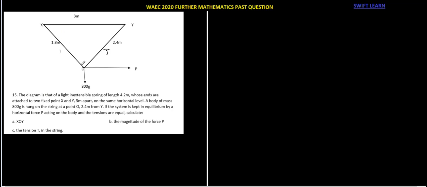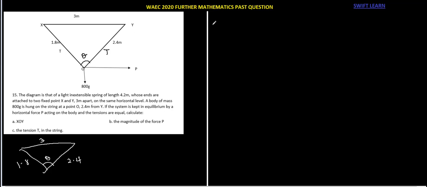So the first is to find x or y. That means you have to find the angle here. I can term that angle theta. So the first thing is, this is like a triangle. So you remember your cosine rule. This is 3, 1.8 and 2.4. So how do you do 3, 1.8 and 2.4?